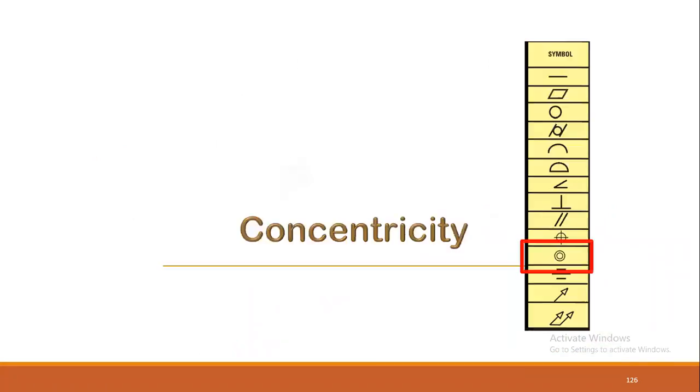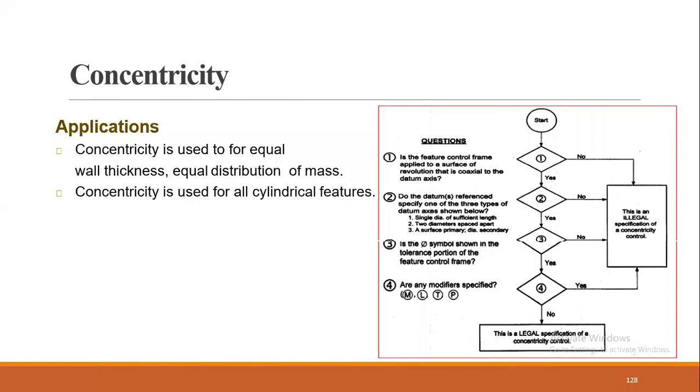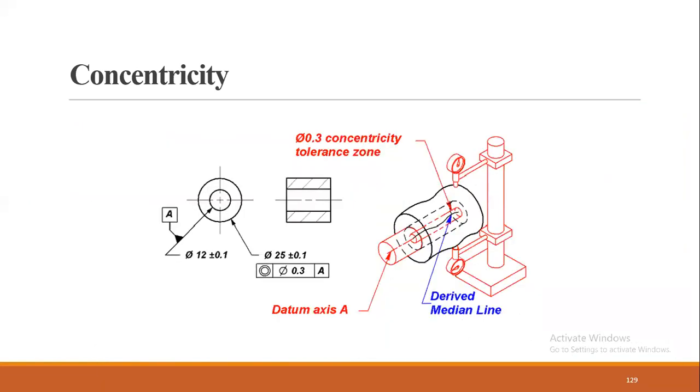Okay, in location controls, we have concentricity. What is concentricity? Both circles are required to have the same center. If you see this one here, if you have the center, both circles have the same center.